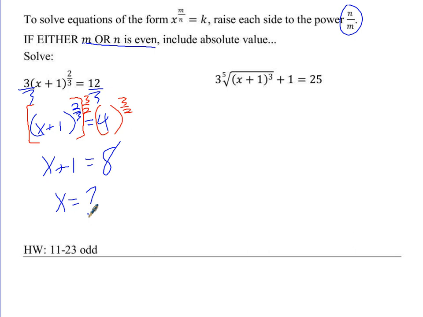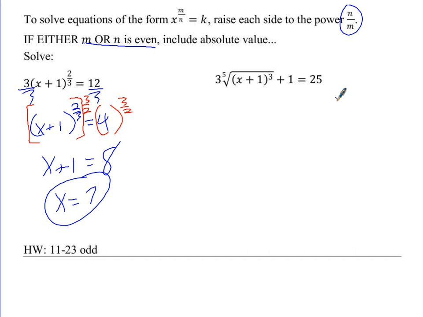So should we check our answer here? Yes, we should. Take 7 and plug it in. 7 plus 1 is 8 to the 2/3 power. Cube root of 8 squared, or 8 squared, cube root. Either way, you get 4. 4 times 3 is 12, so we did get 12, which means x equals 7 is our answer.